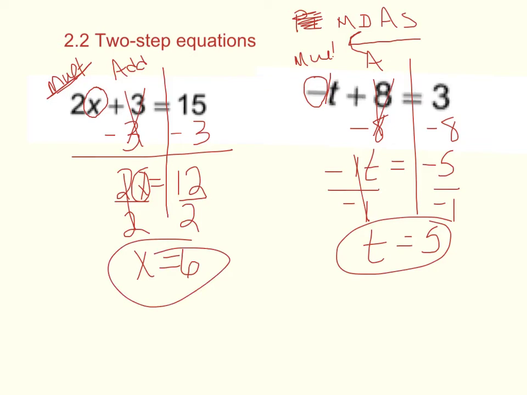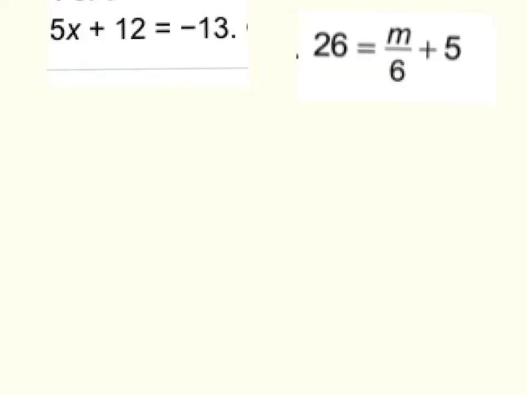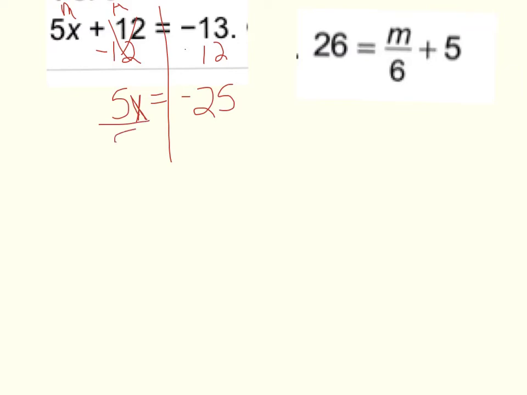Alright, let's look at some more. Okay, alright, it's the same thing. We're going to separate our equation. Okay. Now the 12 is being added, and the 5 is being multiplied. So again, always get rid of addition and subtraction first. So I'm going to get rid of the plus 12 by subtracting 12. Okay, they go away. I'm left with 5x equals. Okay, negative 13 minus 12 is negative 25. Then to get rid of the 5, I have to divide because it's multiplication. So x equals negative 5.